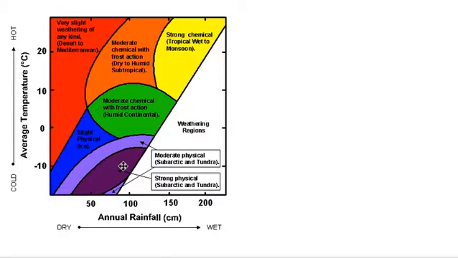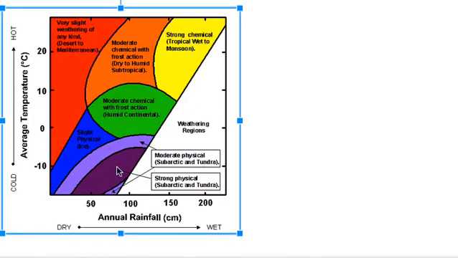So in this environment, where there is some precipitation, we would expect the purple zone. In the purple zone, you can see that there is strong physical weathering. Depending on the temperature, if it's a little bit warmer, there may be moderate physical weathering. Or if it's super cold, there may be less weathering, in this case moderate physical weathering. We will call this the purple zone. Pause the video now and have a think about your environment.